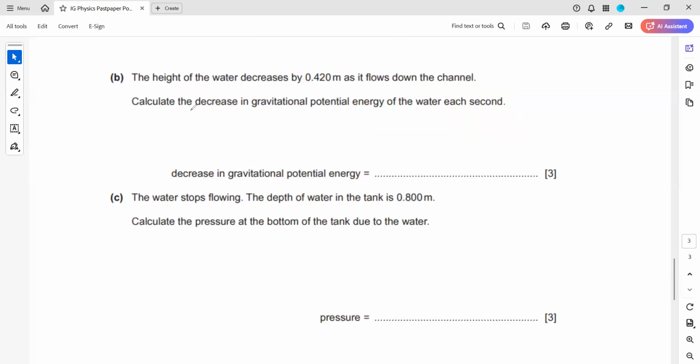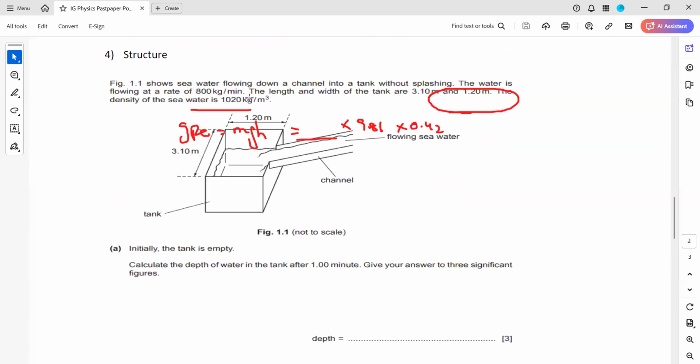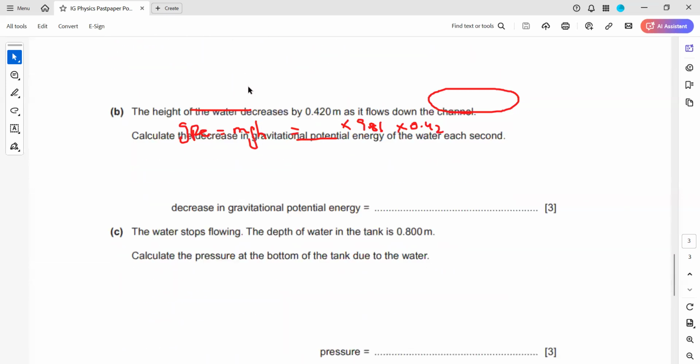See here. Calculate the decrease in gravitational potential energy each second. Every second we need the decrease in gravitational potential energy. Gravitational potential energy is mgh. In the question, the gravity is 9.81, the depth is 0.42. And what about the mass? The mass was 800 kilogram per minute. You need per second, so first, 800 divided by 60.